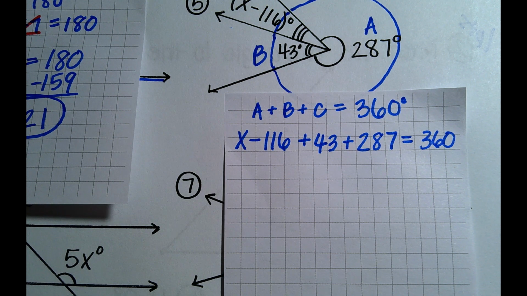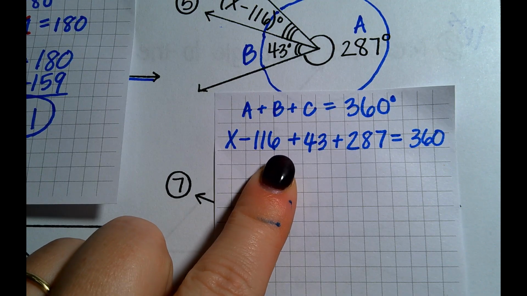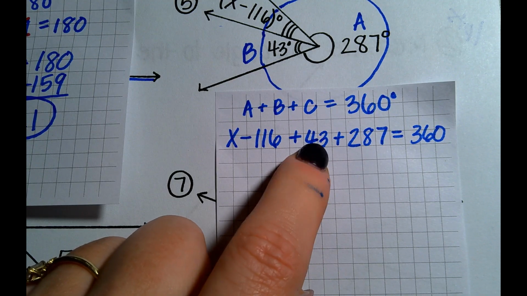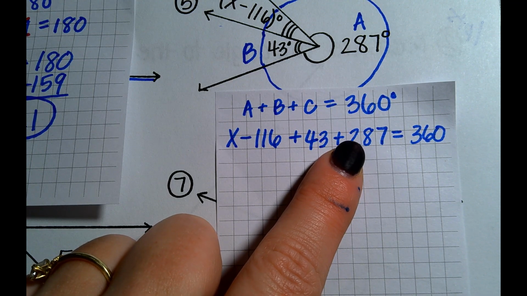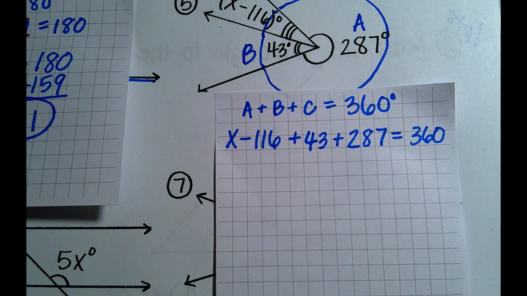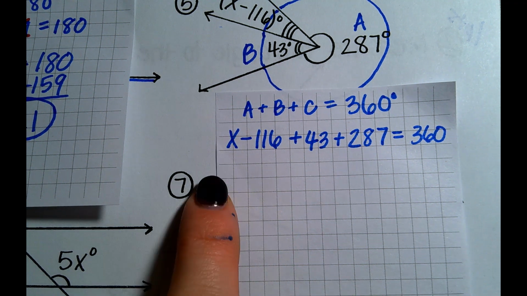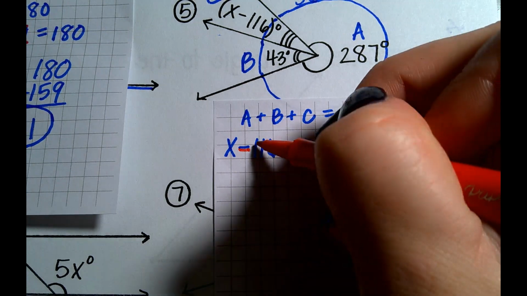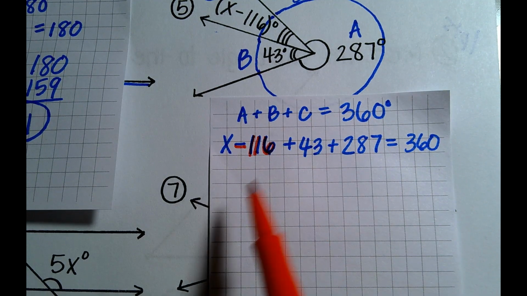Now, a problem like this might look a little bit tricky, or it might look really easy, but there actually is a part of it that can be a little tricky, because we have minus a number. Whenever we combine our like terms, we can't just add 116 plus 43 plus 287. You have to add 287 to 43 and then subtract that from 116. Perfect. So we really want to think of 116 as negative 116 since it's being taken away. Does that make sense to everybody?